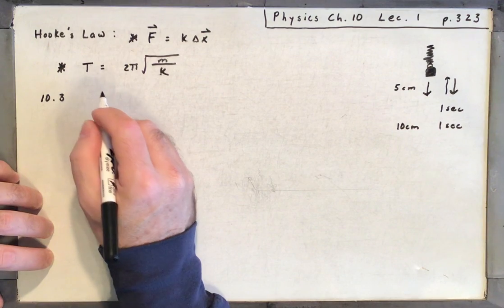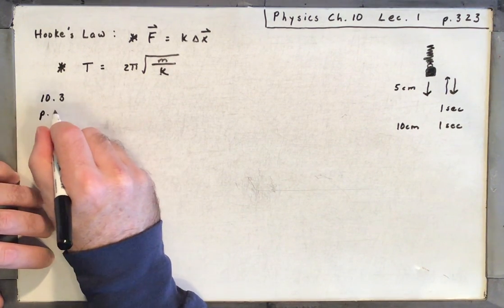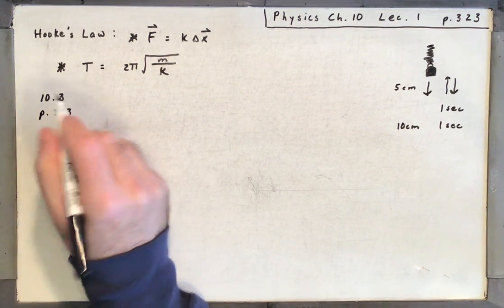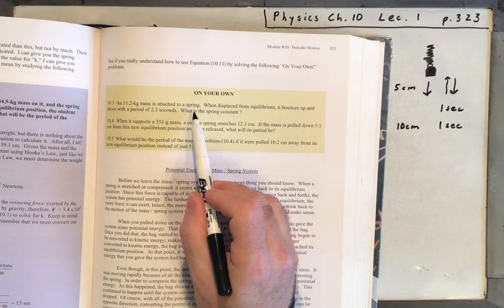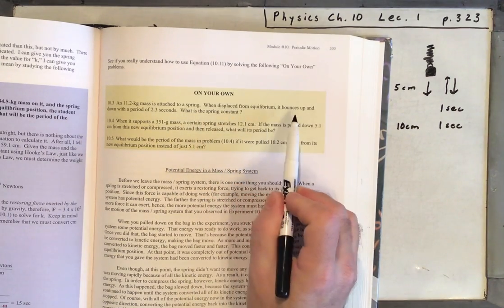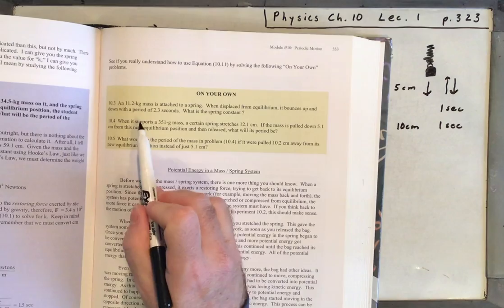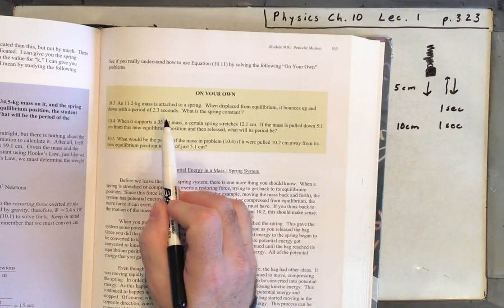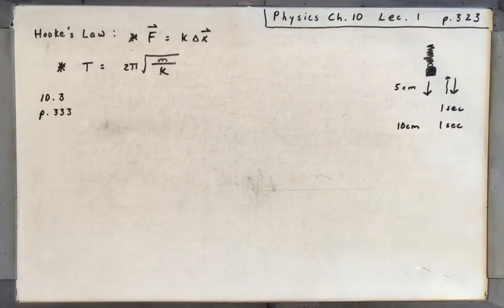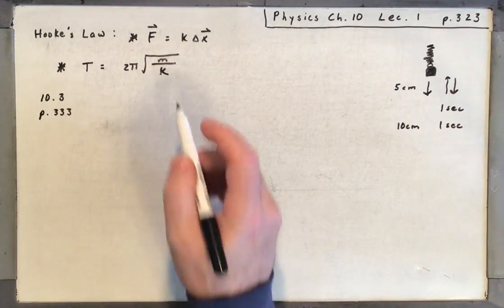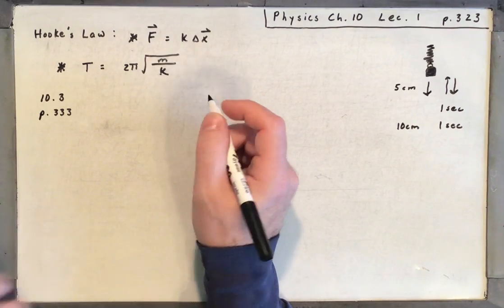Okay, it says, and we're on page 333 here. So I'll bring this into view. It says an 11.2 kilogram mass is attached to a spring. When displaced from equilibrium, it bounces up and down with a period of 2.3 seconds. What is the spring constant? Okay, so we are solving here algebraically for k.